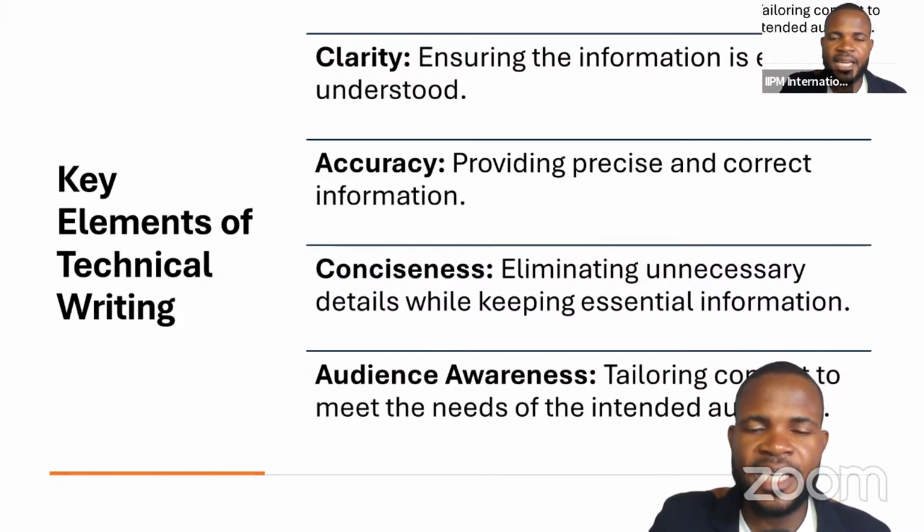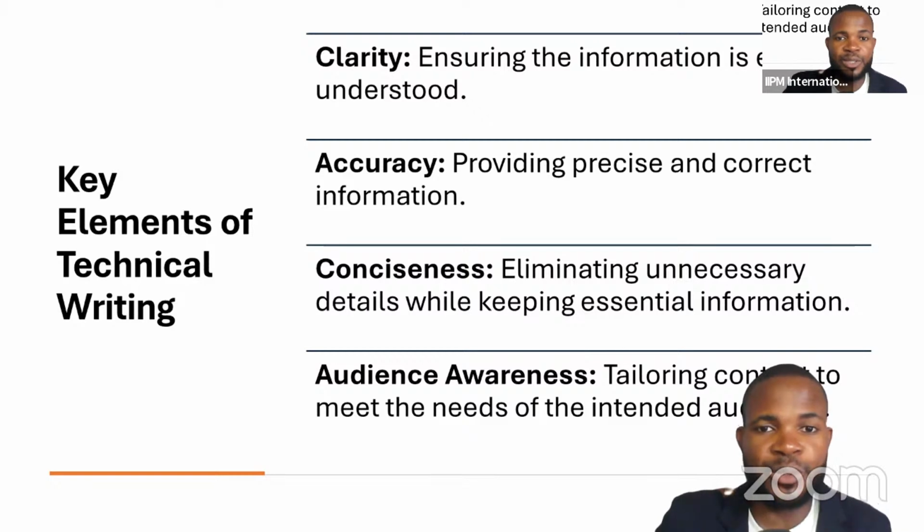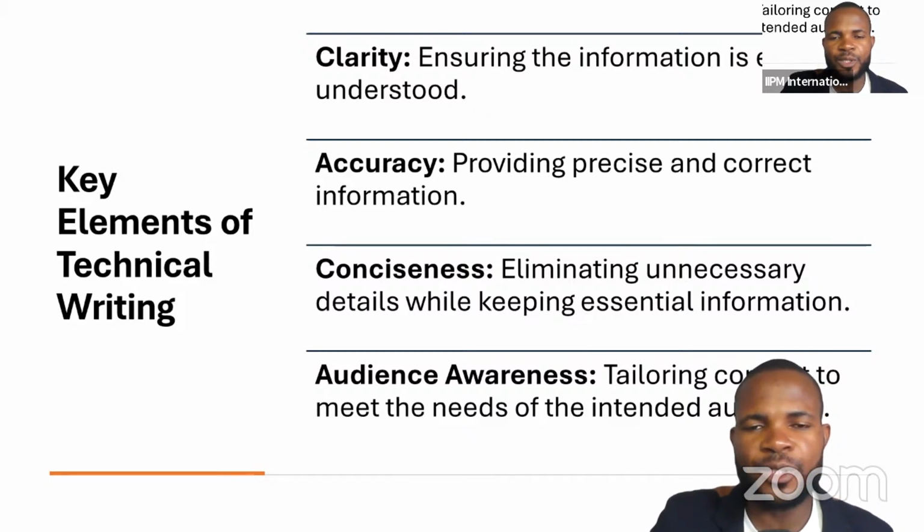Now, in the key elements of technical writing, number one, we have clarity. Remember that technical writing is about simplifying the complex. So no matter how complex the information could have been, technical writing tries to make it as clear as possible, as simple as possible, so that the intended audience can understand the fragments of the information contained in the writing.